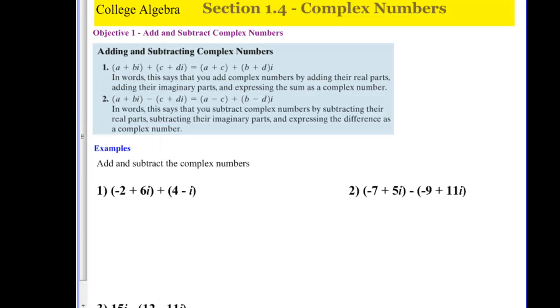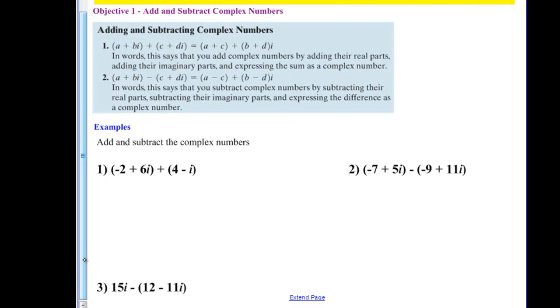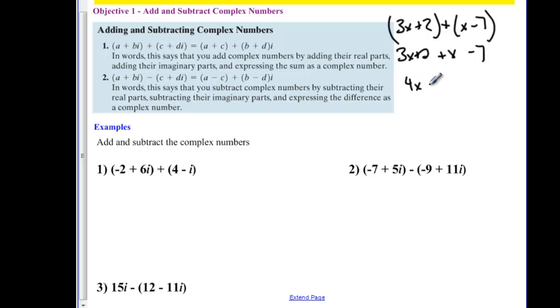Okay. All right, adding and subtracting. Again, you guys are really going to love this section. I love this section. So to add, if this was just a normal set of polynomials, like 3x plus 2 plus x minus 7, because it's addition, we would drop the parentheses. So we'd have 3x plus 2, and then plus x minus 7, and we combine like terms. 3x plus x gives 4x, and 2 minus 7 gives negative 5.